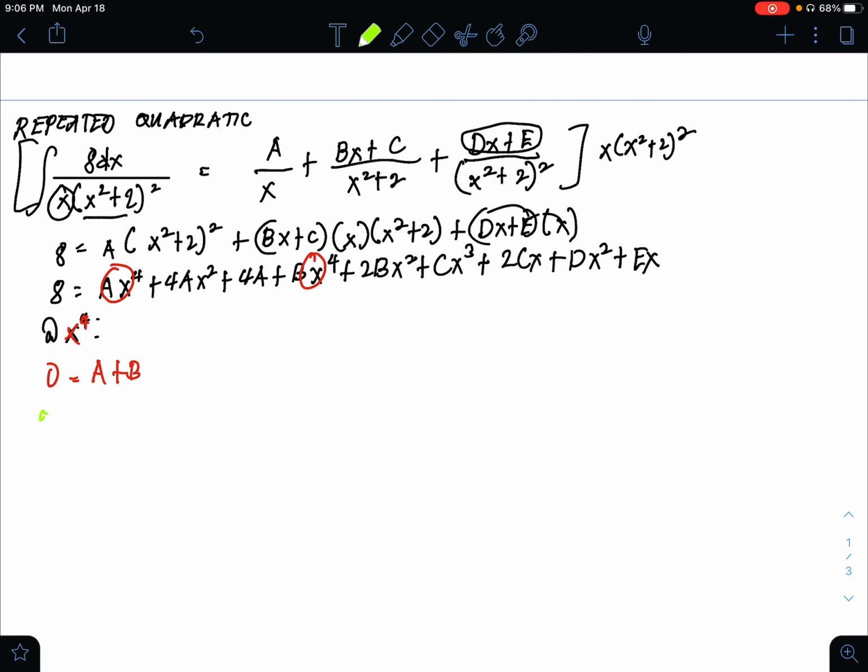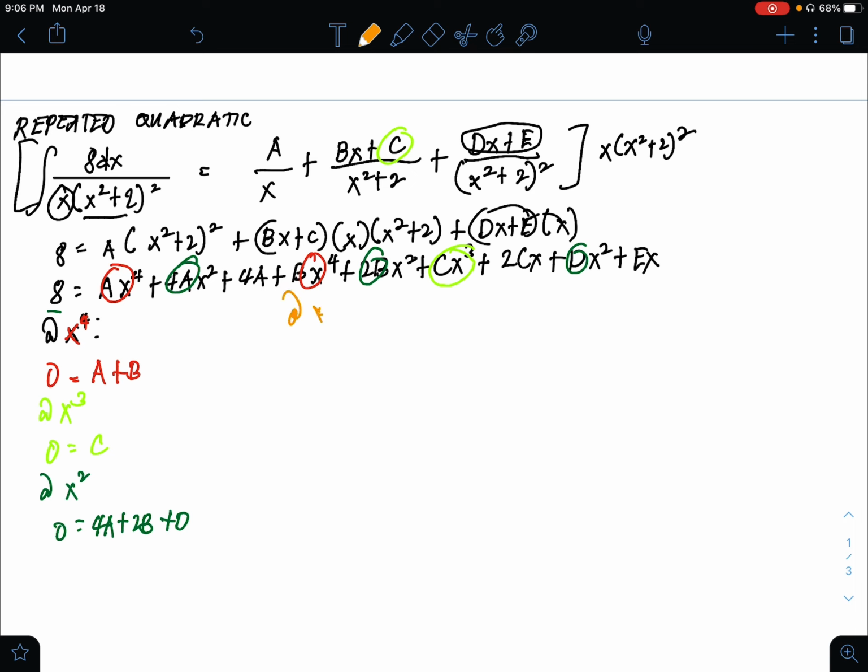How about at x cubed? At x cubed we also have 0 on the other side, and here at x cubed it is equal to c. So our constant is 0. Then at x squared, it is also 0. So 0 equals 4a plus 2b plus b. Okay?